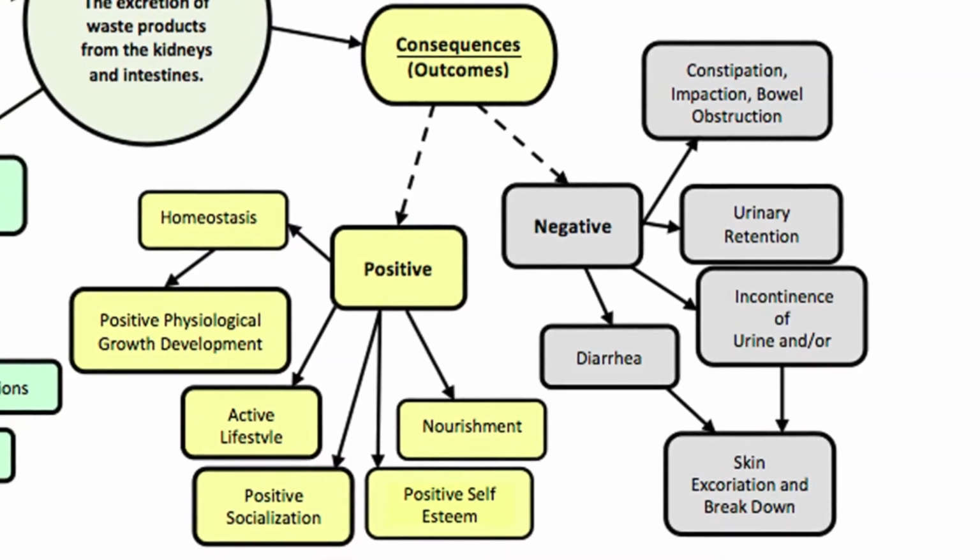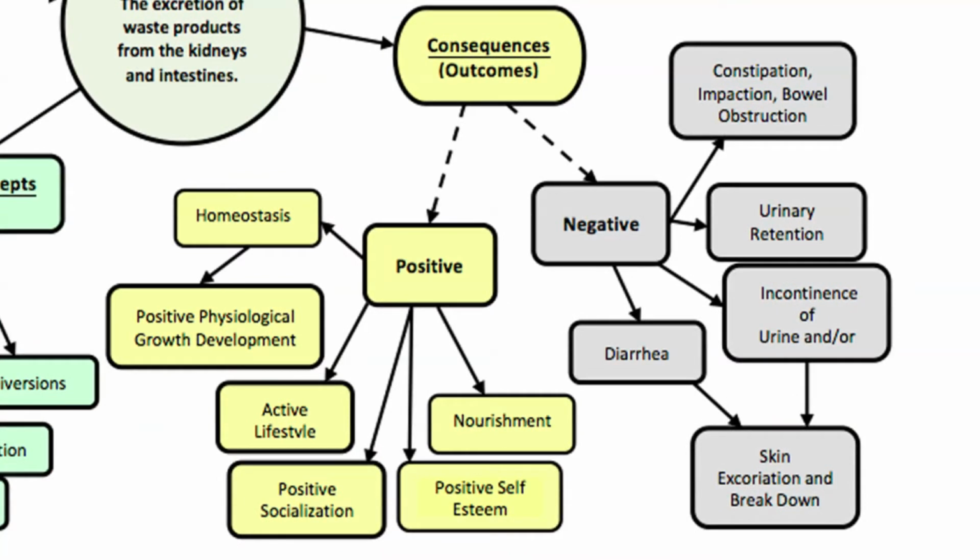However, if the nurse assesses the attributes and they are indeed putting out the expected or hoped for amount of milliliters per hour, then the nurse would expect to find positive consequences, which would lead to homeostasis. Homeostasis leads to positive physiological growth and development. Other positive consequences could be an active lifestyle. They're not restricted for fear that they will have an accident when they go out, or fear that they cannot find a bathroom. Another positive consequence would be positive socialization. They're able to relax and interact without always worrying about the bathroom.